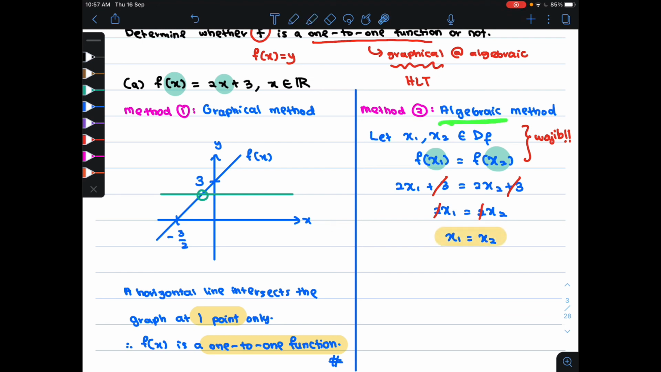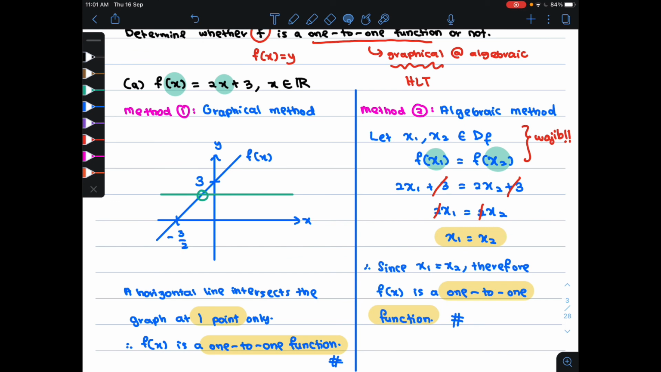So, untuk algebraic method, what happens if you get x1 equal to x2? It means that your function f(x) is a one-to-one function. So, you can write down, since x1 is equal to x2, therefore, f(x) is a one-to-one function.